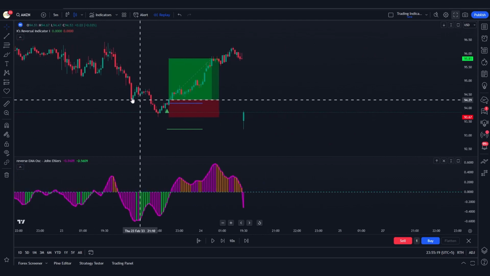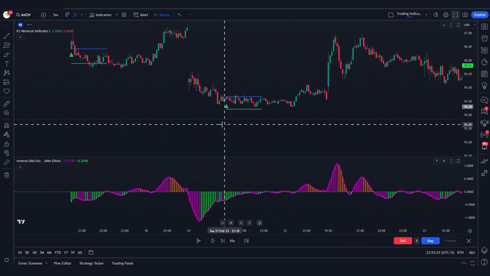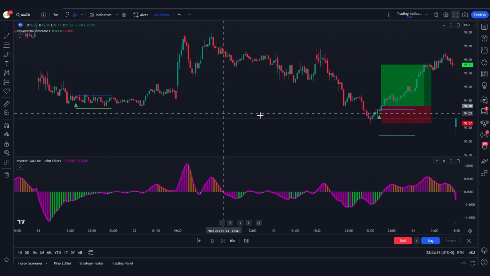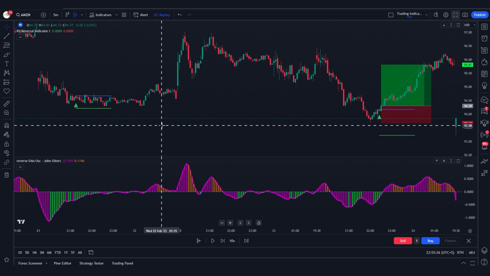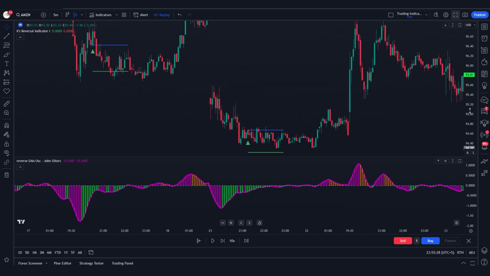Now I'm going to share with you a risk management trick, that is you should only risk 2% of your account per trade, so that way you will not blow up your account in a single trade.